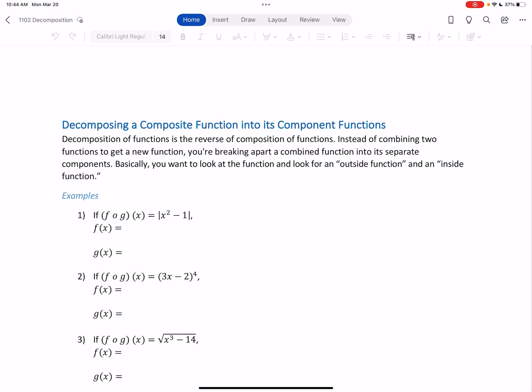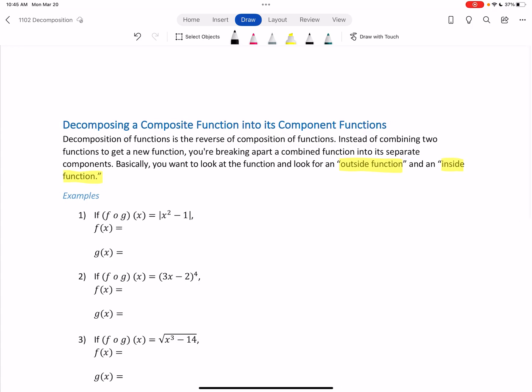Okay, so oftentimes we have complicated functions that we want to try to decompose into smaller parts. Decomposing a function is the opposite of composition, where we stick one inside the other, and we try to break it apart into two easier to deal with functions. When you're doing this, what you want to look for is an outside function and an inside function. And remember that the order matters.